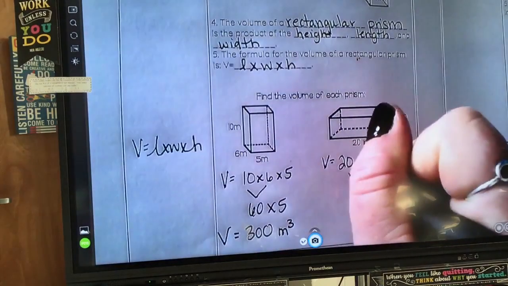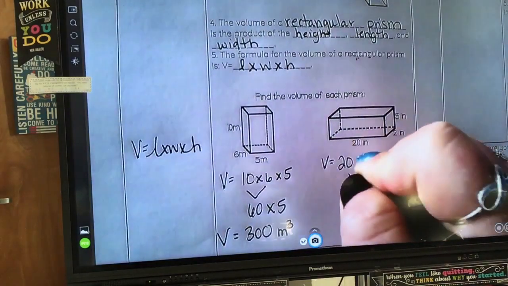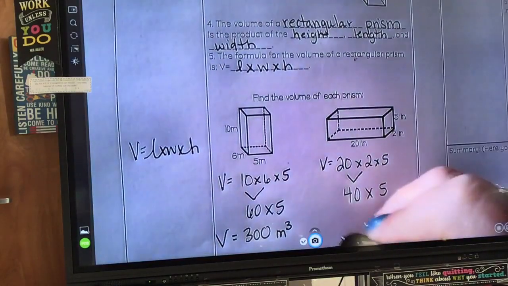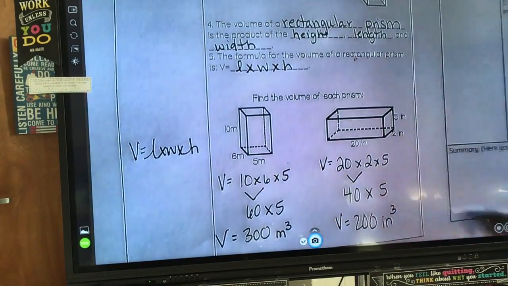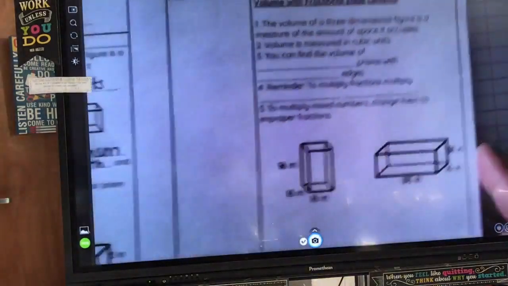Alright, what is 20 times 2? 40. And 40 times 5? Christiana? So 200 inches. Alright, so that's kind of a review. So let's slide over to dealing with volume with fractional edges.